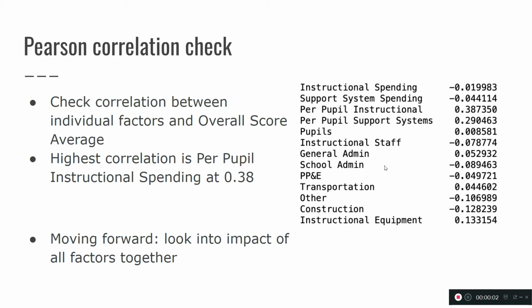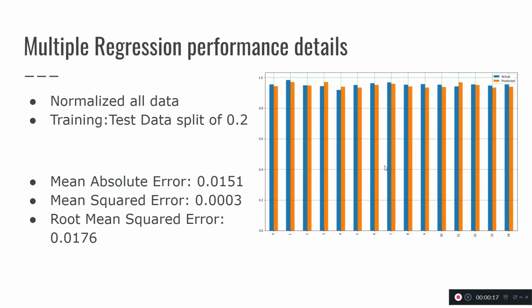So having looked into our Pearson correlation check, we can now move on to the next step in our process, kind of the meat of it, the supervised learning, right? And of the supervised learning, the biggest part that we did was our multiple linear regression. And this is actually really nice. You can see the performance details here. We've normalized all of the data so that instead of ranging in dollar values in hundreds of thousands and millions, we have them ranging from 0 to 1.